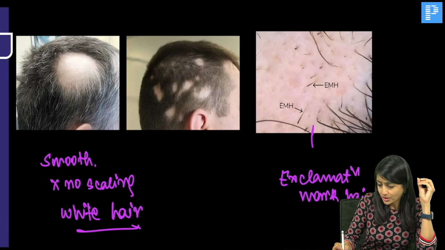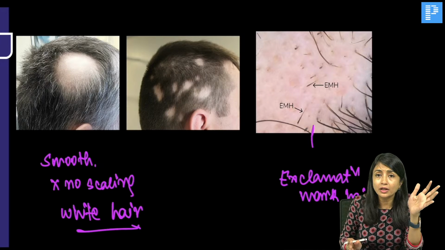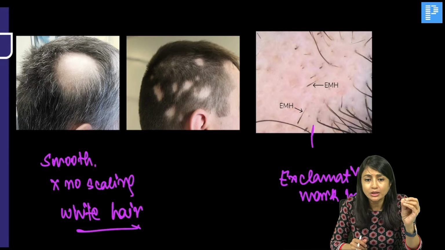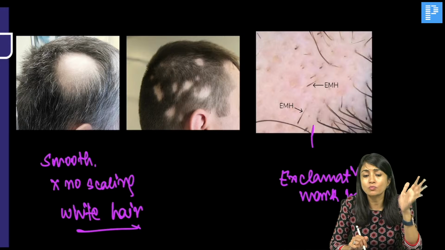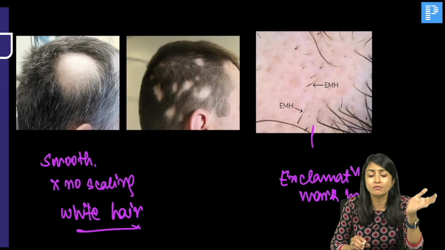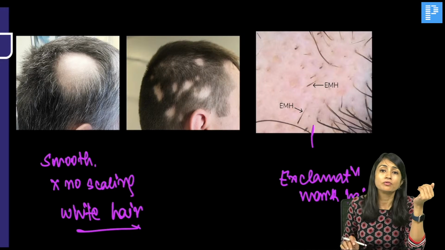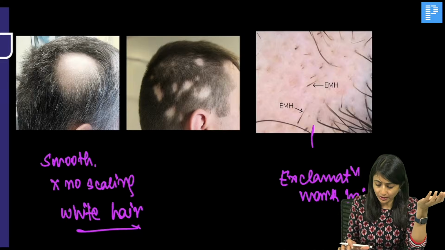Okay. So, yes, you are right, this is alopecia areata. It is an autoimmune condition, a T cell mediated disorder, where you see these smooth bald patches which are asymptomatic, non-scaly, non-itchy, with preservation of white hair, and on the periphery you see exclamation mark hairs here.